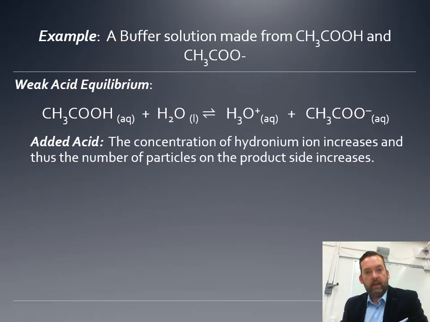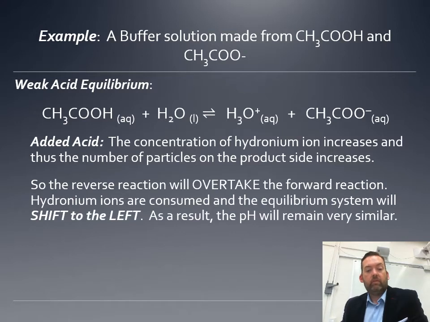So what happens when we add acid? When we add acid, the concentration of hydronium ions increase, and thus the number of particles on the product side increases. So the reverse reaction, which has more collisions, will overtake the forward reaction. The hydronium ions are consumed and the equilibrium shifts to the left. Because the hydronium ions that you added are consumed as the forward reaction overtakes the reverse reaction, the pH remains very similar. So the buffer has done its job.